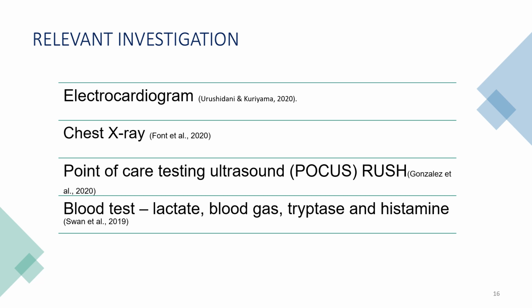Point-of-care ultrasound testing using the rapid ultrasound for shock, also known as the RUSH examination, can be used for patients without a clear cause of undifferentiated hypotension. The pump, tank, and pipes are examined to assess the heart, vascular volume, and integrity of the vessels as underlying causes of hypotension. A full blood sample should be taken, including lactate and blood gas, which could reveal evidence of sepsis. Blood tests for histamine and tryptase can be key in diagnosing anaphylaxis as the cause of distributive shock.